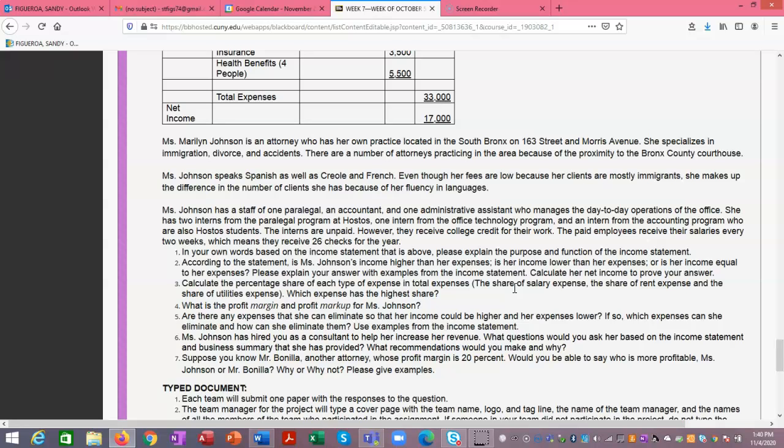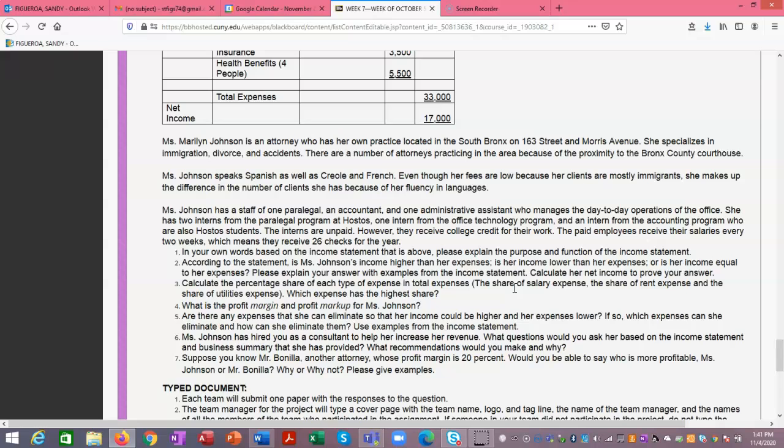Okay. And number 5, are there any expenses that she can eliminate so her income could be higher and her expenses lower? If so, which expenses can she eliminate and how can she eliminate them? Use examples from the income statement. This is a toughie. And why is it tough? Because you've got to take a look at what her expenses are. And she's running a very tight ship.